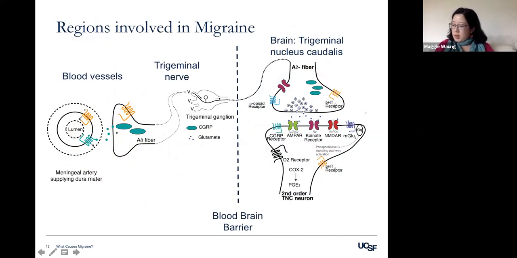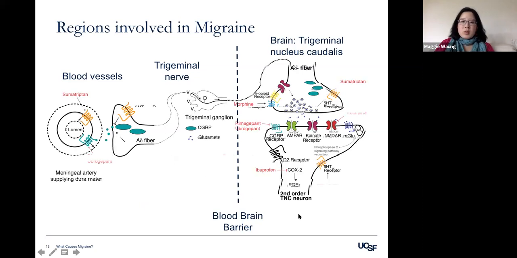Okay, to talk about in the schematic, these neurons have different receptors, and these are the targets that we use for medications, which I know Jennifer will talk about later. And all of these receptors can be found in the trigeminal nucleus caudalis neurons. Many of them are found in the nerves, and some of them are also found in the blood vessels. Okay. Yeah, and that's just some examples of different medications and where they act.